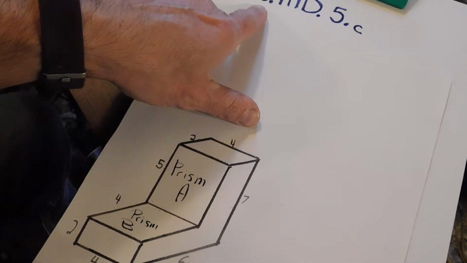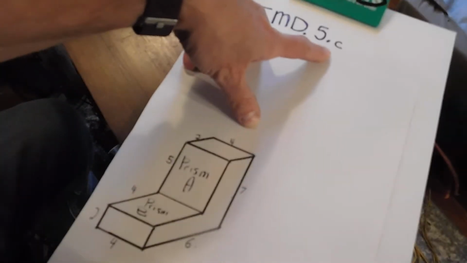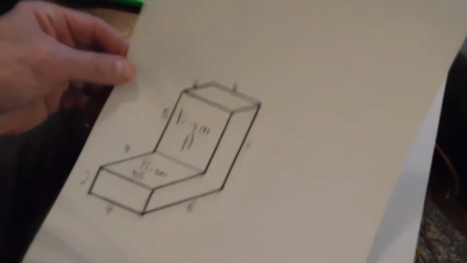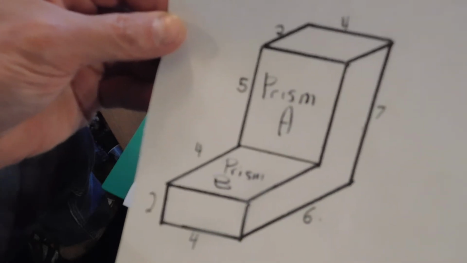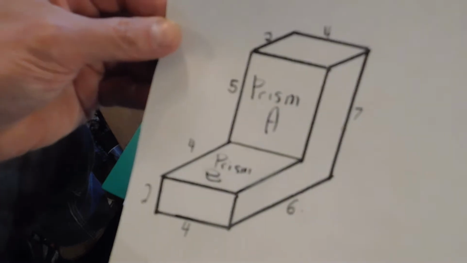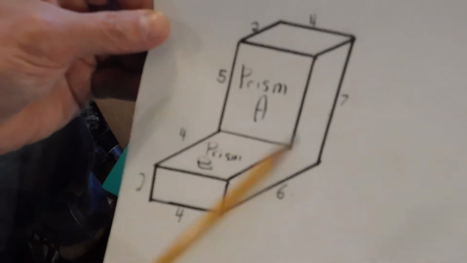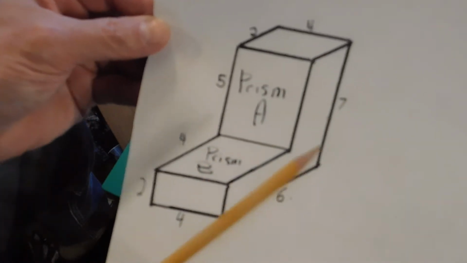This video is on Common Core Standard 5.MD.5.c on combining volumes. What we have here is an irregular polyhedron, and you can see the lengths of the units. Now, we've been talking about this for quite a few days. So you have to make it into two rectangular prisms.